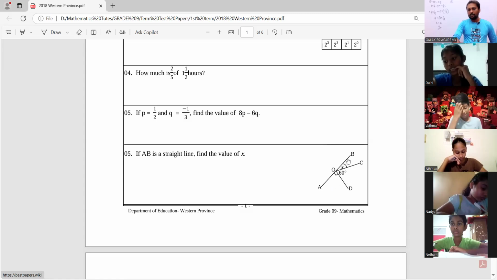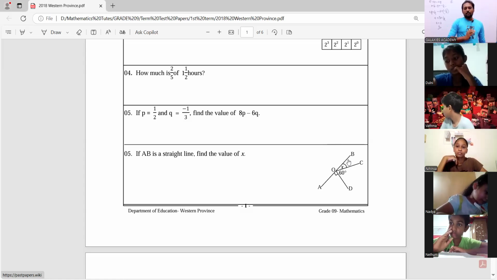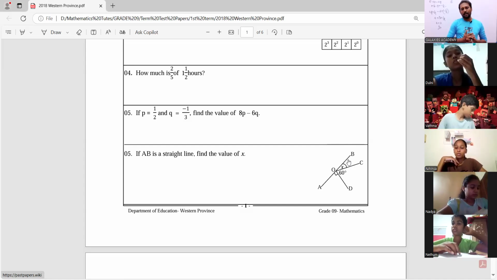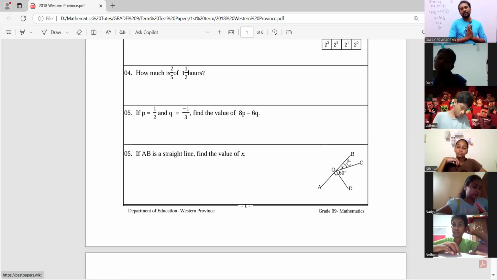Then you have to remember the theorem. What's the theorem? The sum of angles on a straight line. What's the magnitude? 180. When you see this diagram, you should remember the theorem.